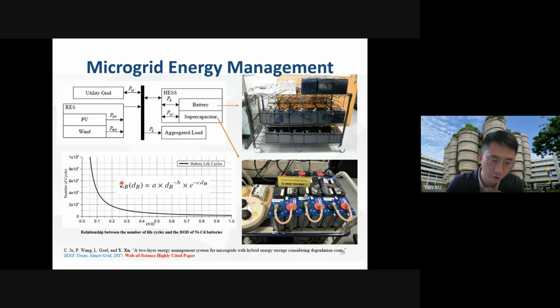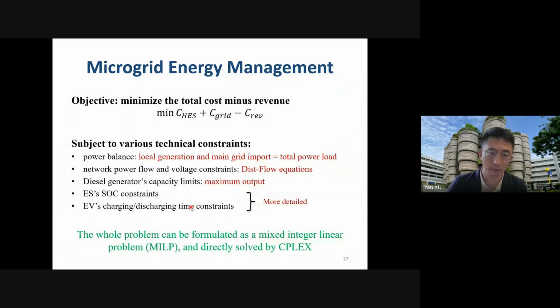Now, this curve shows the relationship between the depth of discharge and the number of available life cycles. Now, clearly you can see that when you have a high depth of discharge, the available number of life cycles is dramatically, exponentially decreased. Okay, so we want to model this operation cost into our microgrid dispatch problem. So here we formulate the problem model.